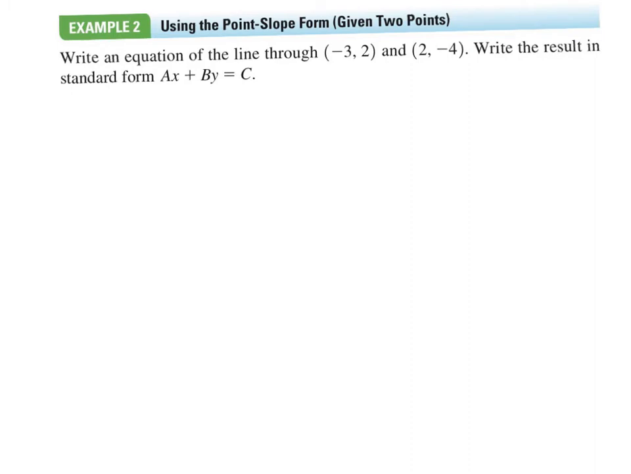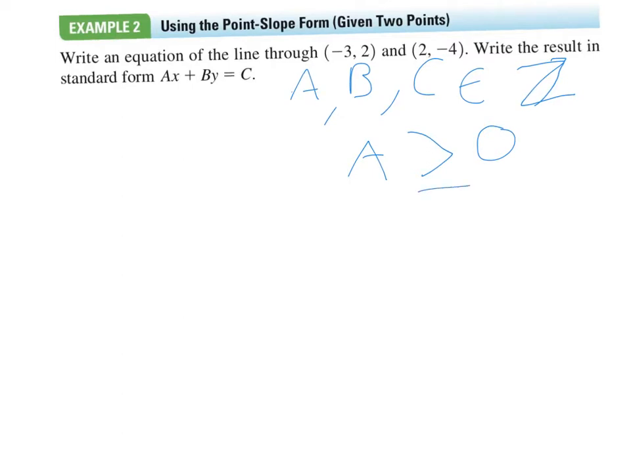Write an equation of the line through negative 3, 2 and 2, negative 4. Write the result in standard form, ax plus by equals c. Remember a, b, and c are from the set of integers, and for the sake of following what your textbook teaches, I'm going to make sure that the number in front of x is always greater than or equal to 0.